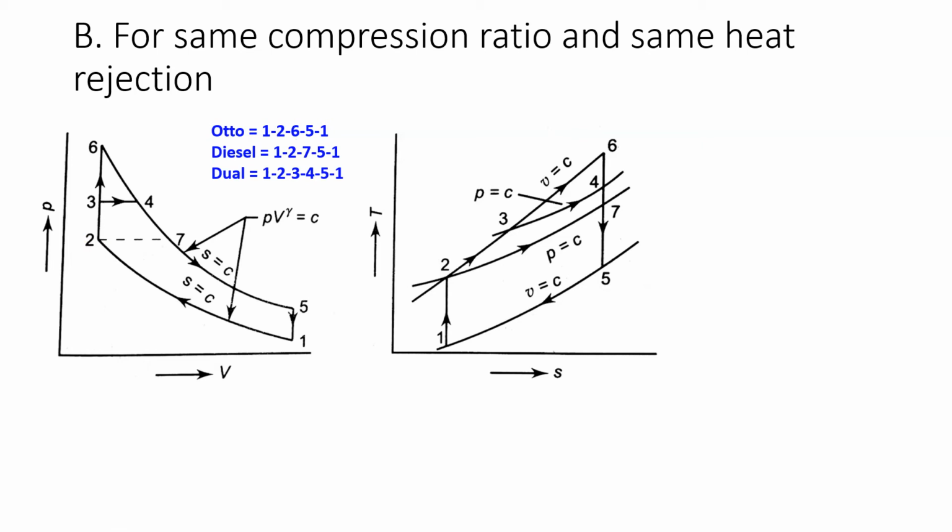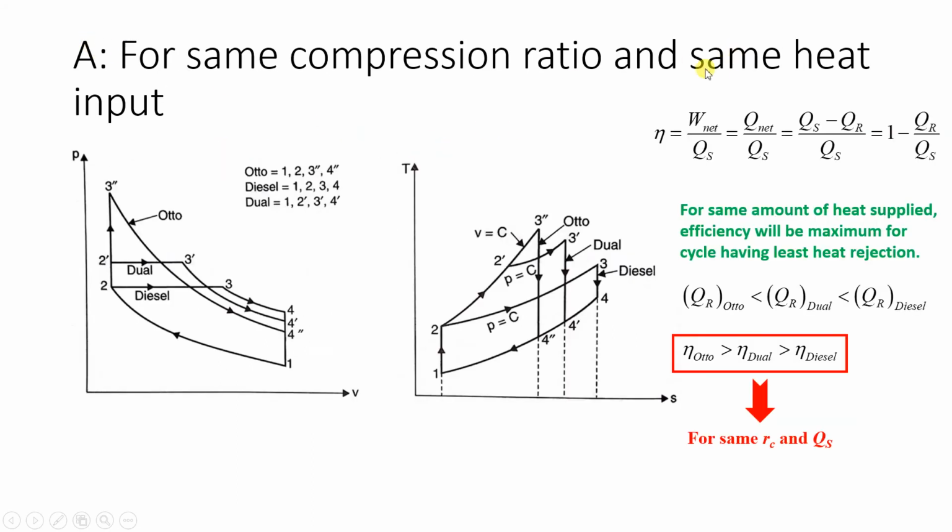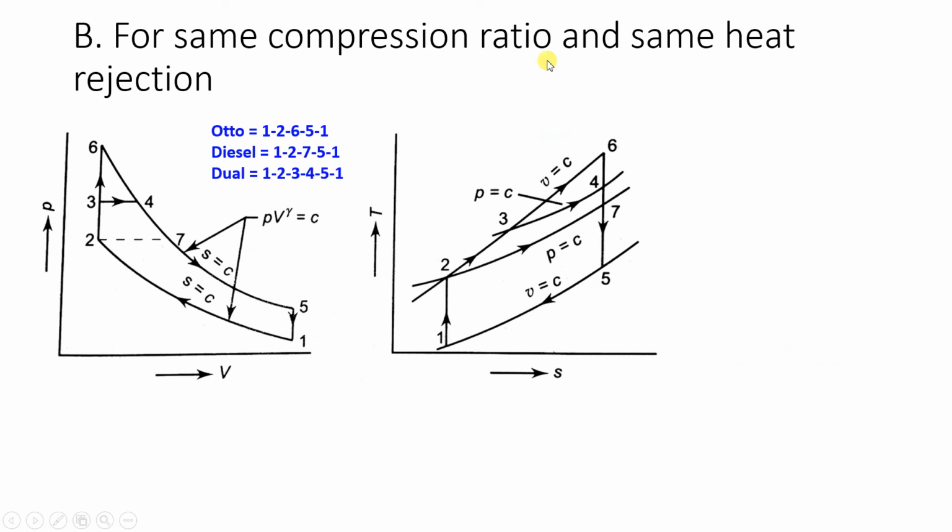What is the second condition? Same heat rejection. So if you recall case A, it was same heat input. Same heat input means the heat addition process was having same heat. Now here what we are saying, same heat rejection. So process, here you can see process 5-1, this process is same for all the three cycles. So 1 to 2, which is same compression ratio, it will be V1 upon V2 compression ratio. So this is same for all the three cycles, and same heat rejection, meaning 5-1 is same for all the three cycles.